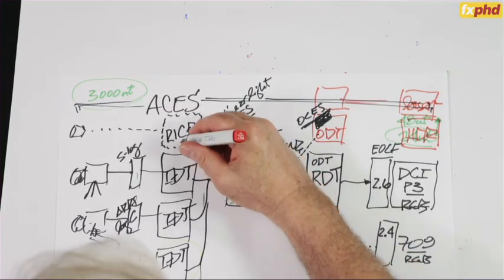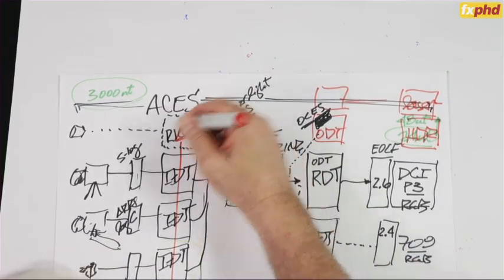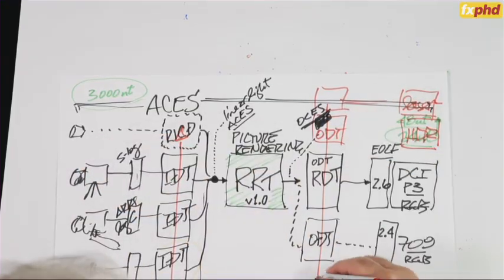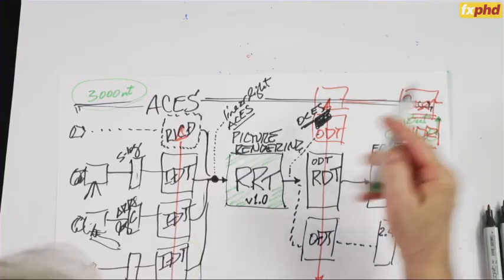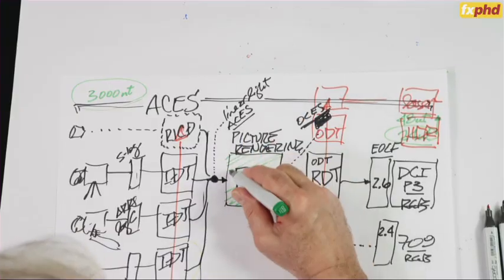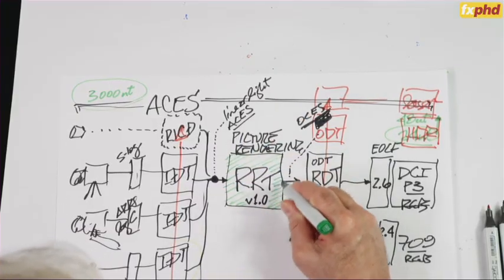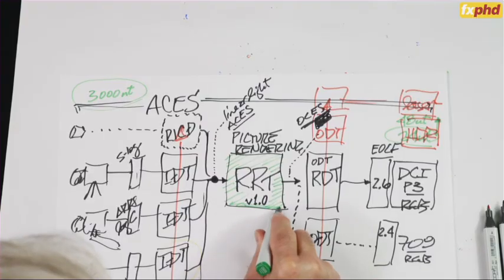So basically, there's a variety of IDTs depending on your camera, a variety of ODTs depending on your display device, but we've got this central rendering transform, which we hope we can lock down and only ever have one of these.